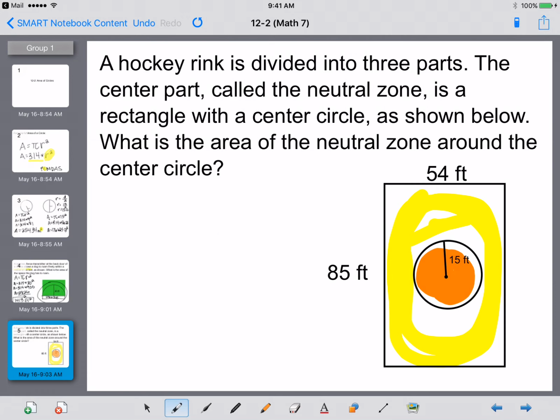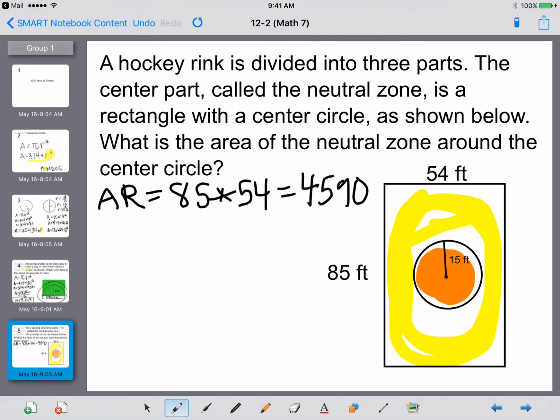So to figure out our area of the rectangle itself, I'm going to call it the area of the rectangle, we're going to take 85 times 54 because your area is base times height. And that's got 4,590. I'm just going to save that for later.